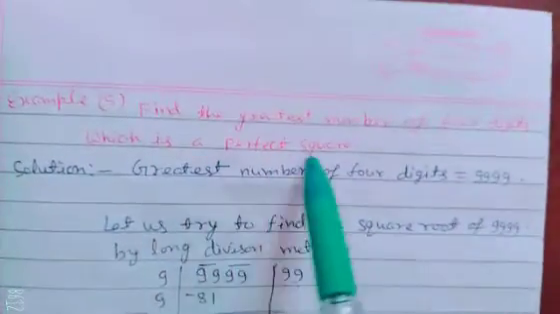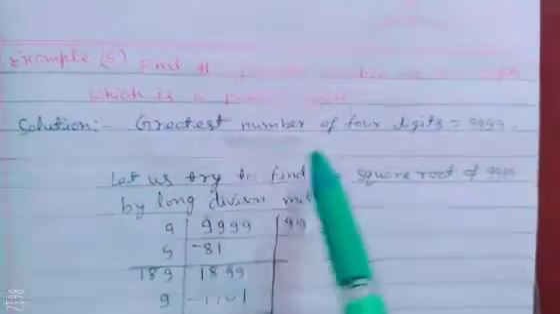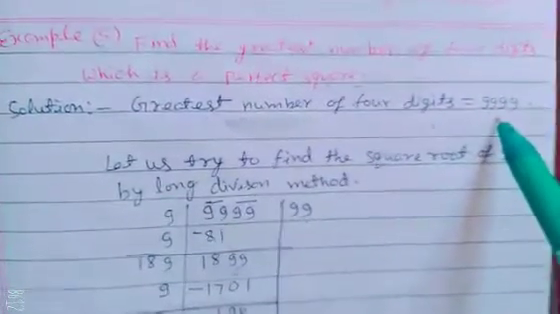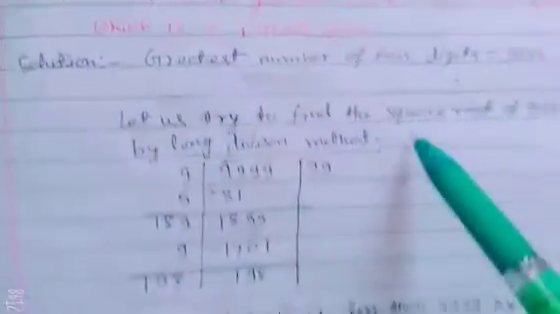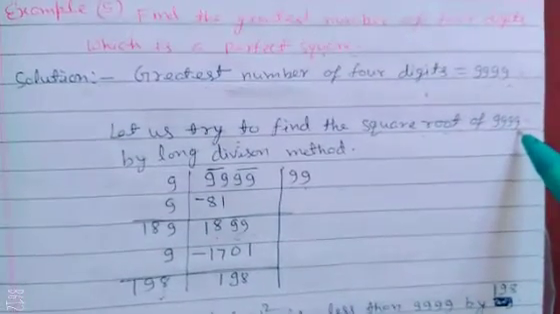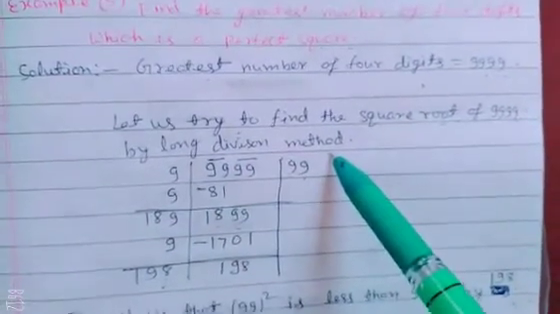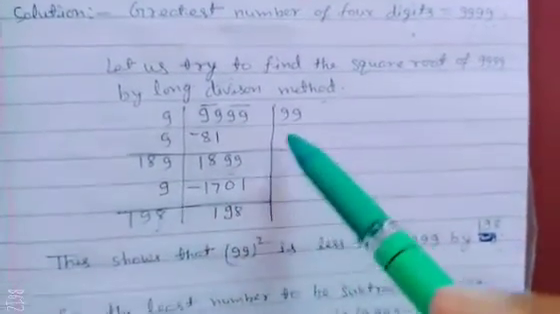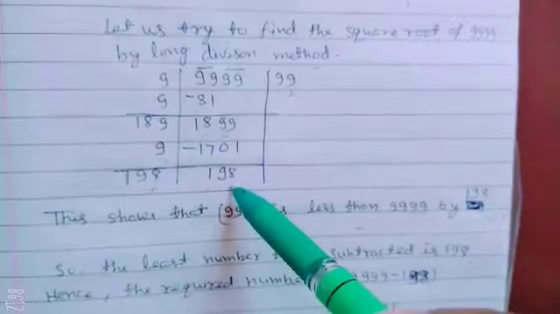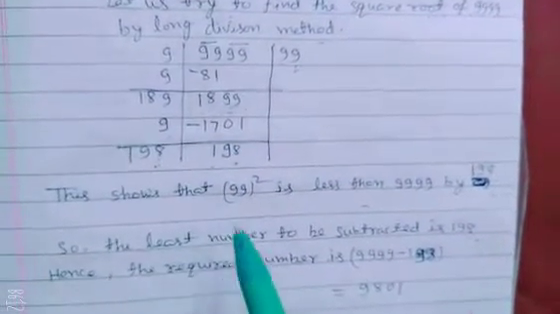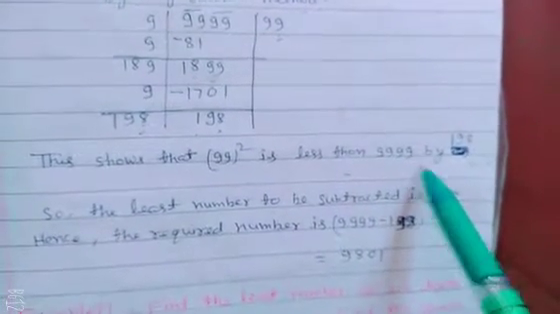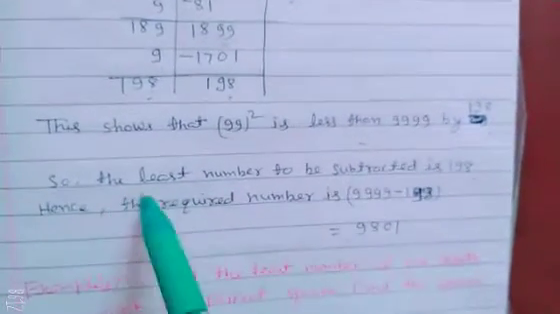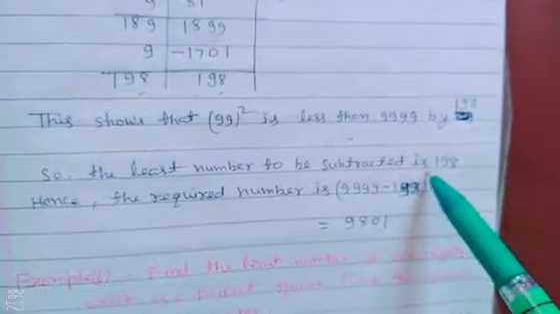Example 5. Find the greatest number of 4 digits which is a perfect square. Greatest number of 4 digits equals 9999, as we know. Let us try to find the square root of 9999 by long division method. Like this, we get 99 as quotient and 198 as remainder. This shows that 99 square is less than 9999 by 198. So the least number to be subtracted is 198.